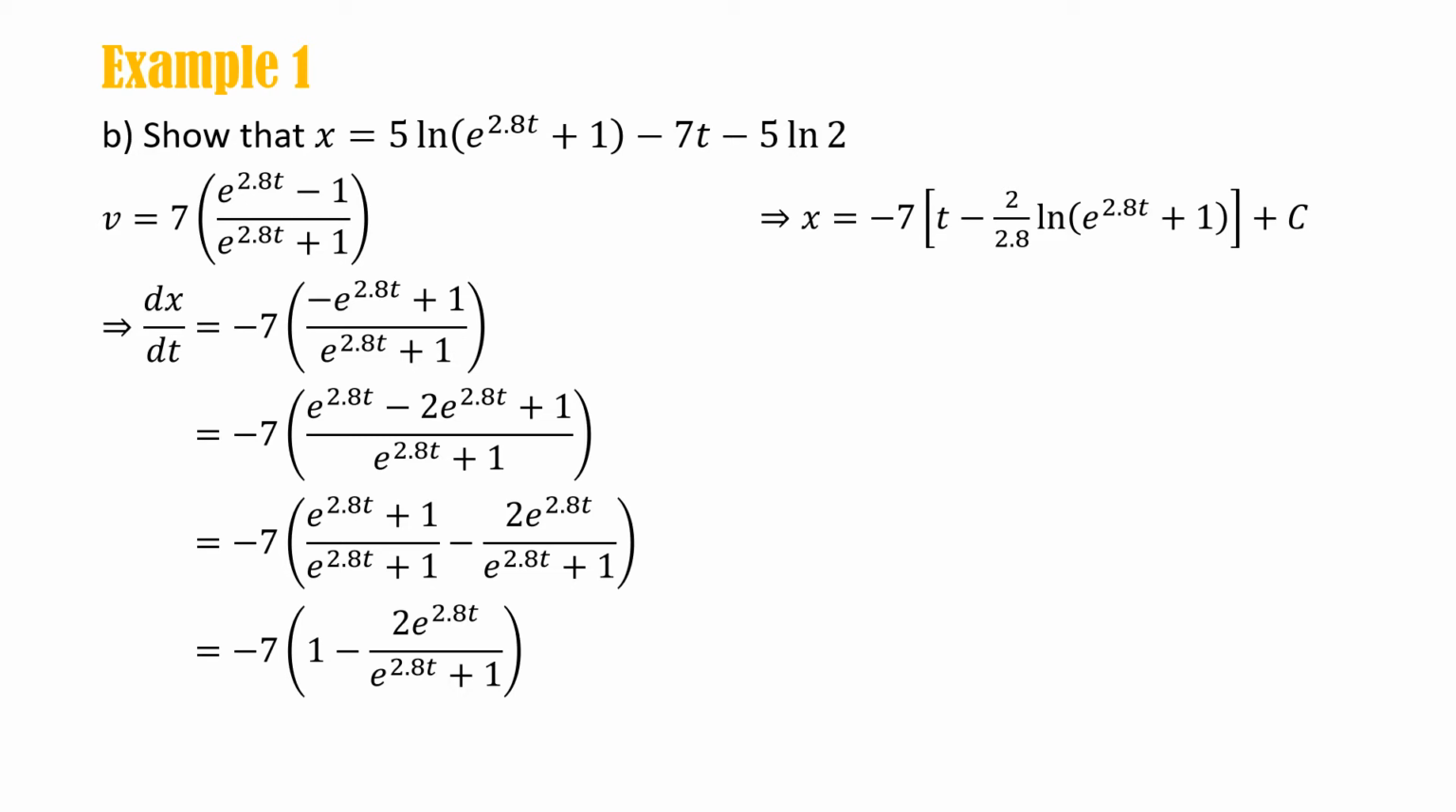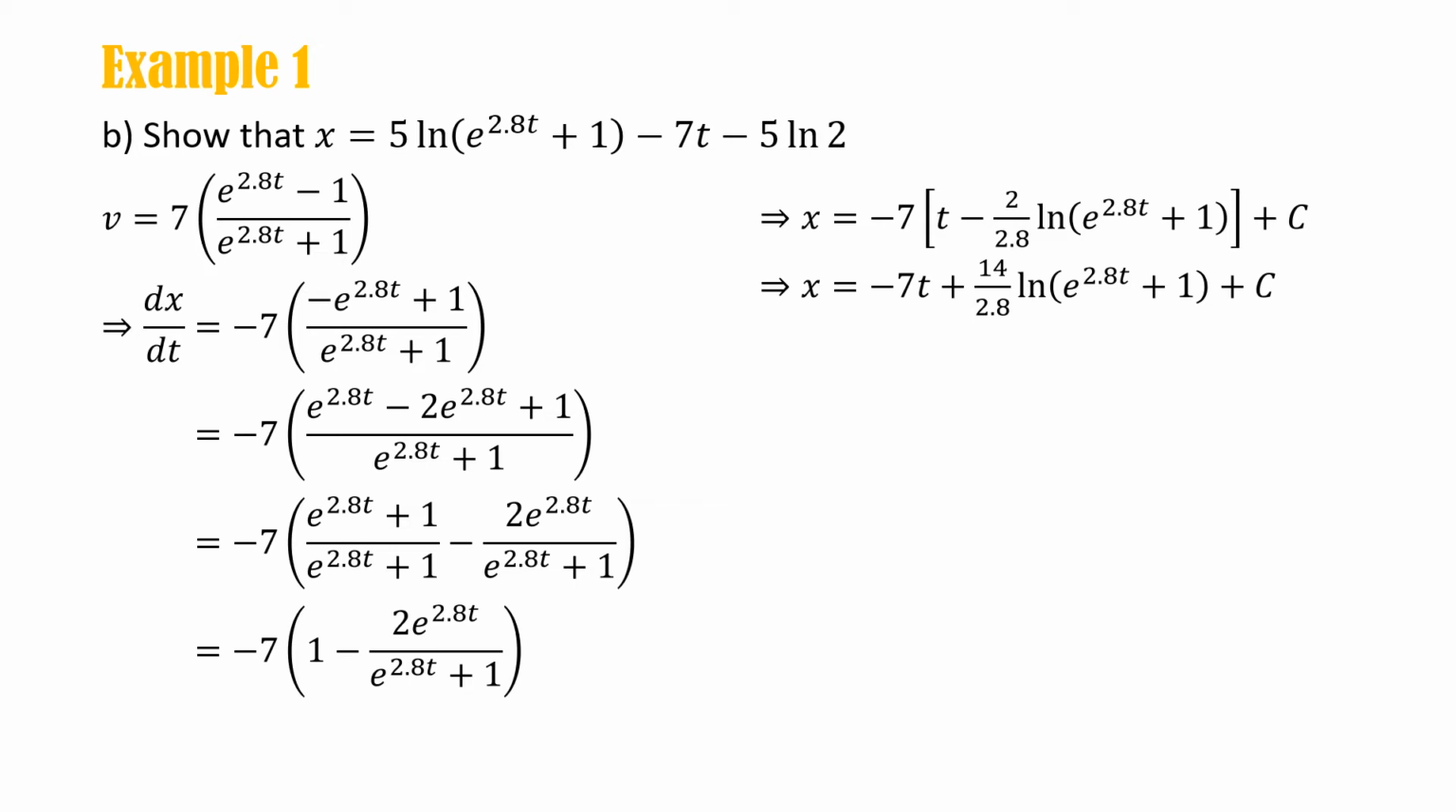Now what we're left with is the natural log of e to the 2.8t plus 1. All right, that's our denominator. That will nicely, if we were to find the derivative of that, we would nicely get our previous line. Don't forget, we've got to add a plus c, our constant of integration, on the end. All right, so the next thing is we're going to have to multiply that 7, or negative 7, I should say, through the bracket. So we're going to get negative 7t plus 14 over 2.8 times the natural log of e to the 2.8t plus 1 plus our constant of integration.